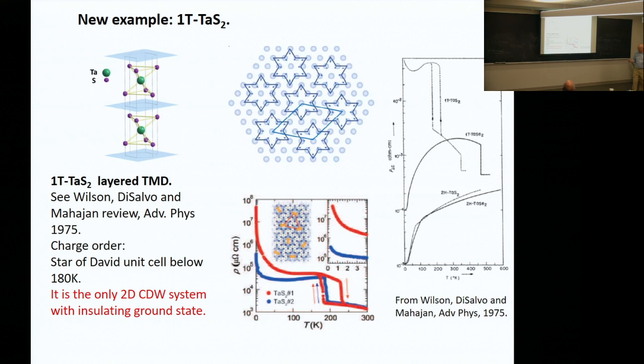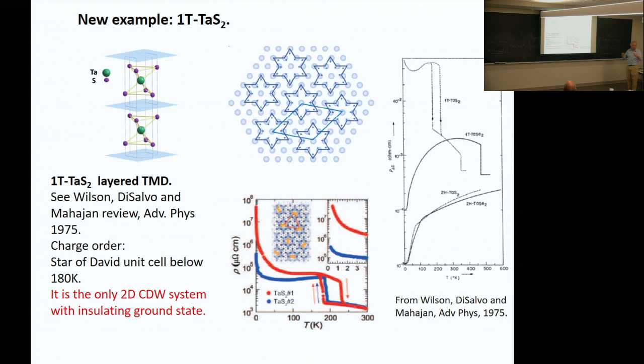Now this material, it turns out, is famous, and has been studied 40 or 50 years ago, as a charge density wave material. There's a famous distortion. The distortion is that they form this so-called Star of David cluster. Right? So this is the Star of David. And all these atoms move towards the center of the Star of David. There's a distortion. Right? So you form a new unit cell.